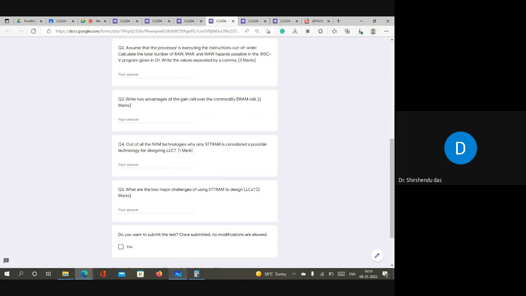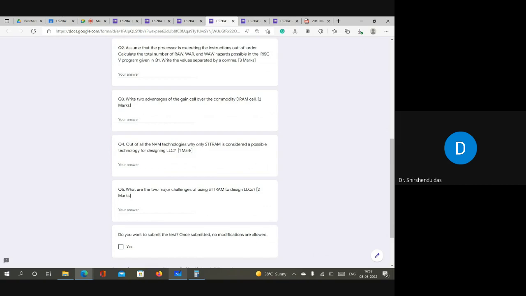its latency is manageable for last level cache. Other non-volatile memories have very high latency. So that's why those memory technologies cannot be used in last level cache. But for STT-RAM, the latency overhead is manageable, and it can be used as a cache memory, and that's why every modern-day last level cache designed with non-volatile memory uses STT-RAM technology.